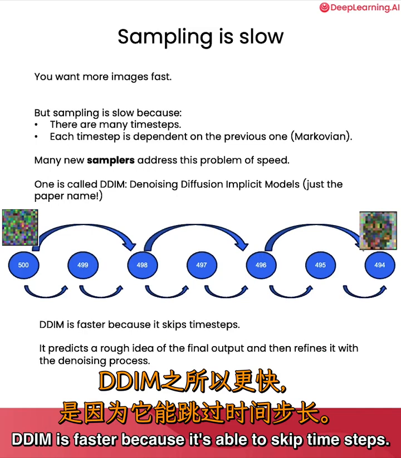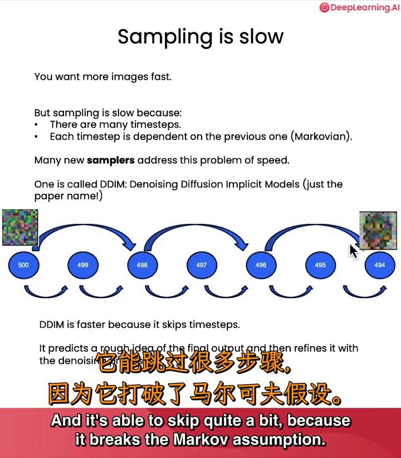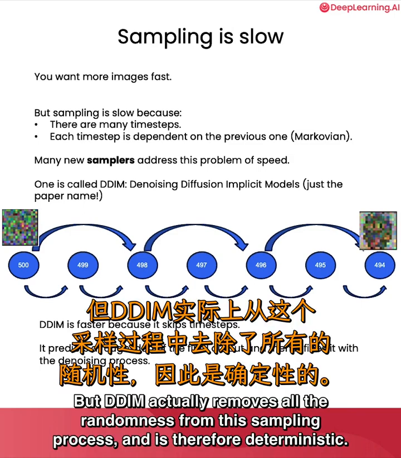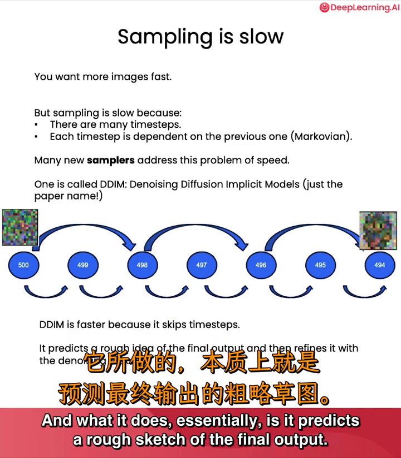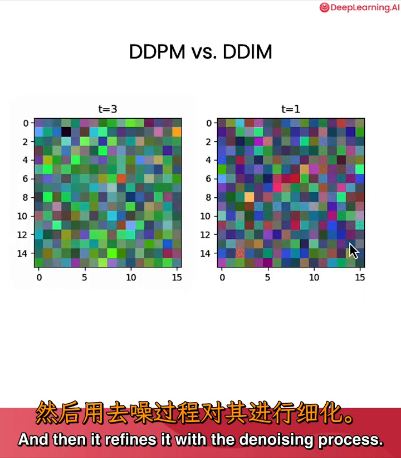DDIM is faster because it's able to skip time steps. So instead of going from time step 500 to 499 to 498, it's able to skip all these time steps, and it's able to skip quite a bit because it breaks the Markov assumption. Markov chains are only used for probabilistic processes, but DDIM actually removes all the randomness from this sampling process and is therefore deterministic. And what it does essentially is it predicts a rough sketch of the final output, and then it refines it with the denoising process.